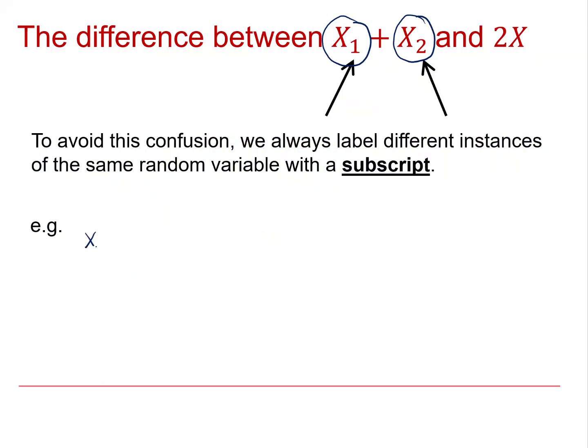Okay, so we can have X1 plus X2, or even a third one, X3. We can similarly have 2X1 plus 3X2. So if we were dealing with dice, that would mean that we would double the score on the first die, and we would treble the score on the second die, and then add the two together.